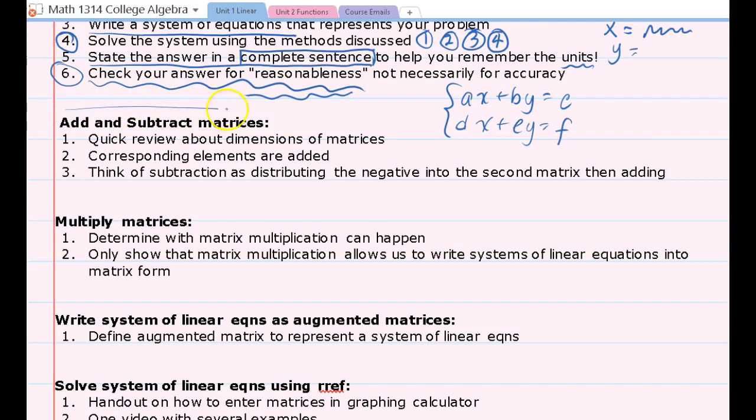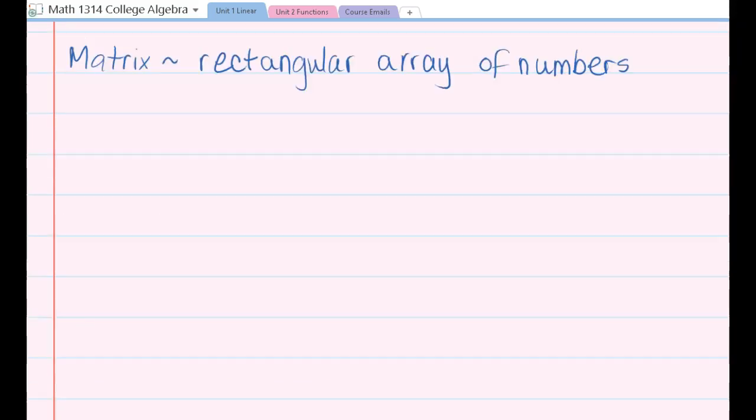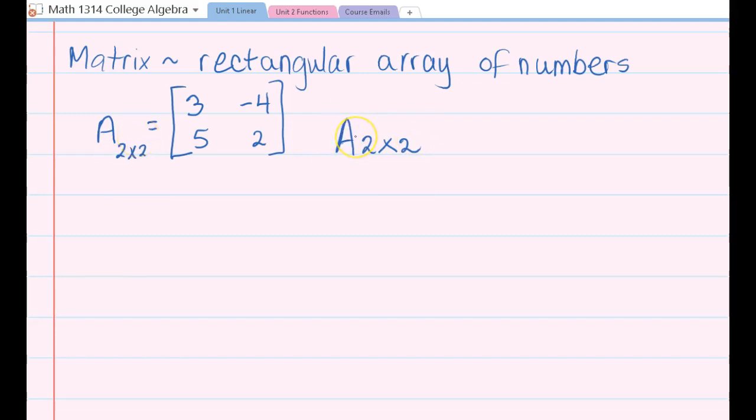So before I get into adding and subtracting matrices, let me do a little bit of background about matrices for you. A matrix is a rectangular array of numbers. So usually it's denoted with a capital letter. So let's say we have matrix A like this. And I'm going to create a matrix that has the elements of 3, -4, 5, and 2. So this matrix is what we call a 2 by 2 matrix, usually written like this. So sometimes you might see A with a 2 by 2 matrix to tell you the size of the matrix. So matrix A is a 2 by 2 matrix.